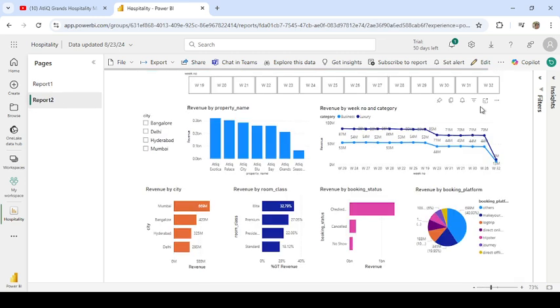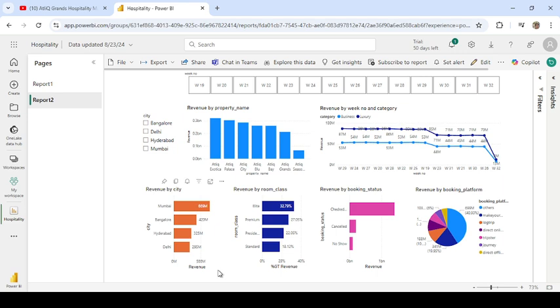In this page, this is the revenue analysis basically. Here you can see the revenue by city, the revenue by room class, revenue by booking status, and the revenue by booking platform. Here is also a revenue chart we have created by week number and category. And here is the revenue by the property name.